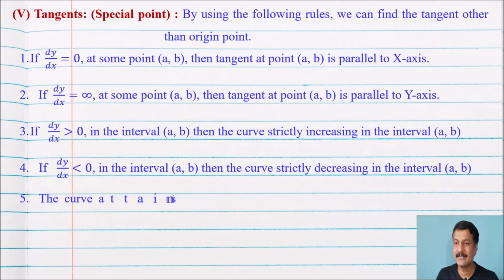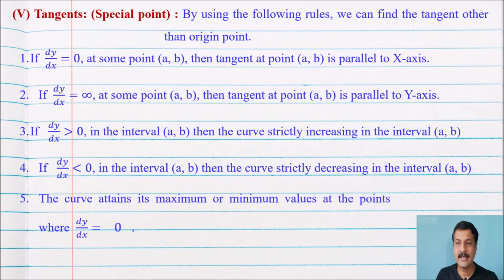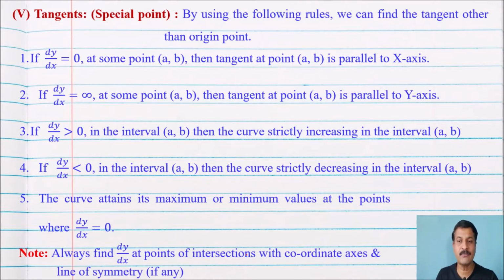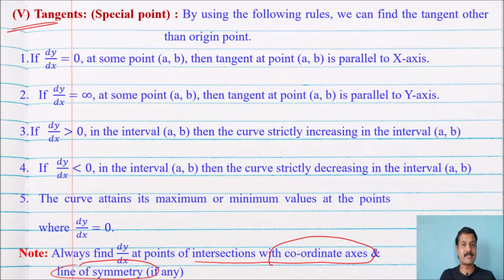Also note that the curve attains its maximum or minimum value at the points where dy by dx equal to 0. And note that always find dy by dx at points of intersection with the coordinate axes and the line of symmetry. It means we have to check at which points we get the point of intersection with the coordinate axes and a line of symmetry. If there is only one point of intersection with the x or y axis, which is nothing but the origin, then there is no need to find this tangent.